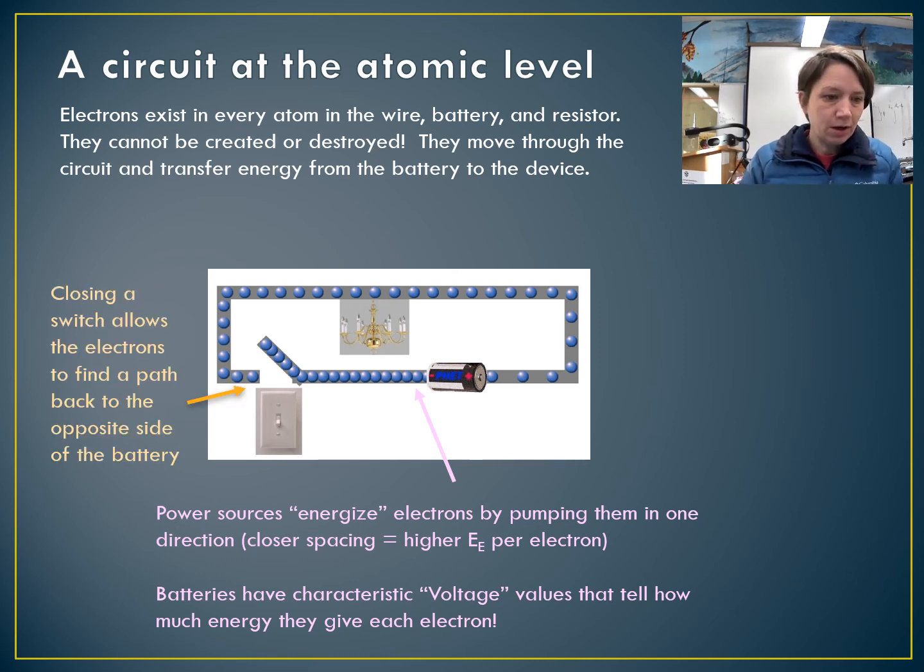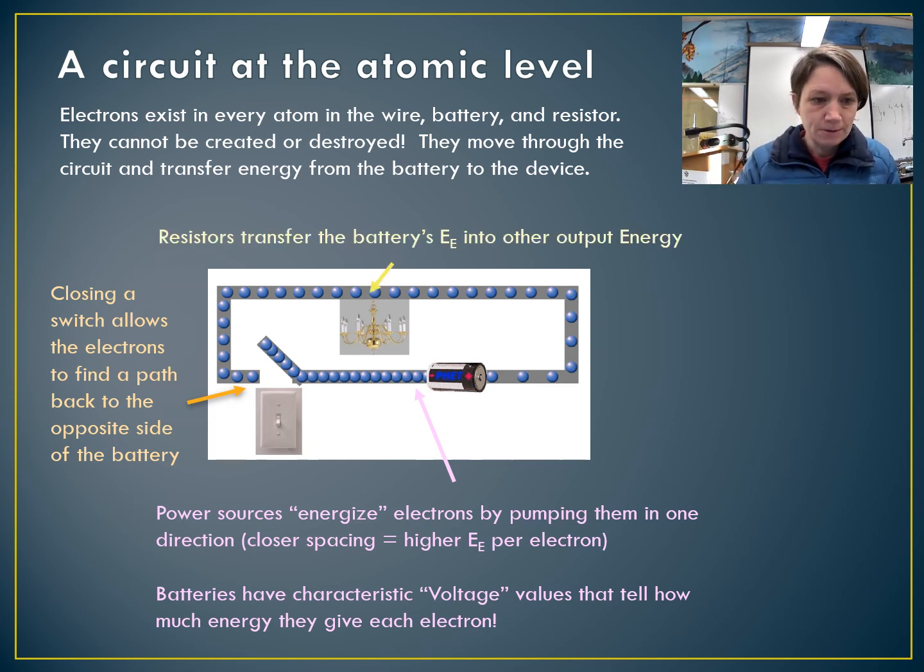If the switch is open, then those electrons just stay where they are. They're piled up on one side and spread out on the other. But when you close the switch, you allow the electrons to find a path to get back to the other side of the battery, which is where they want to be, because that's where all the extra protons are. So that's what happens at a switch.